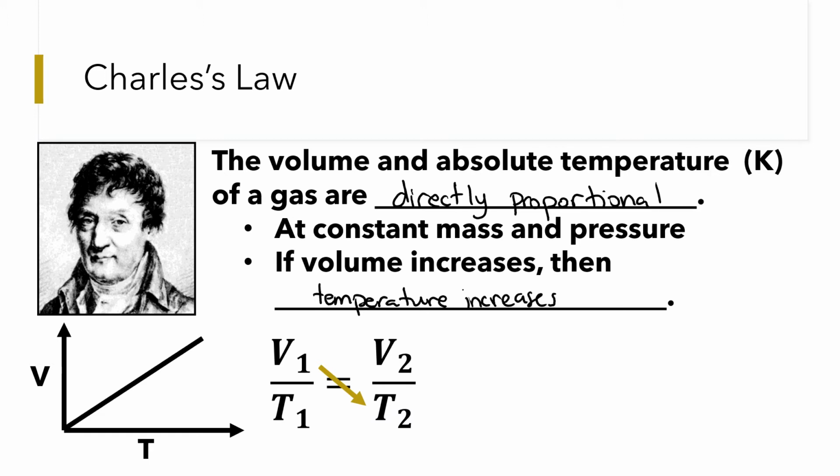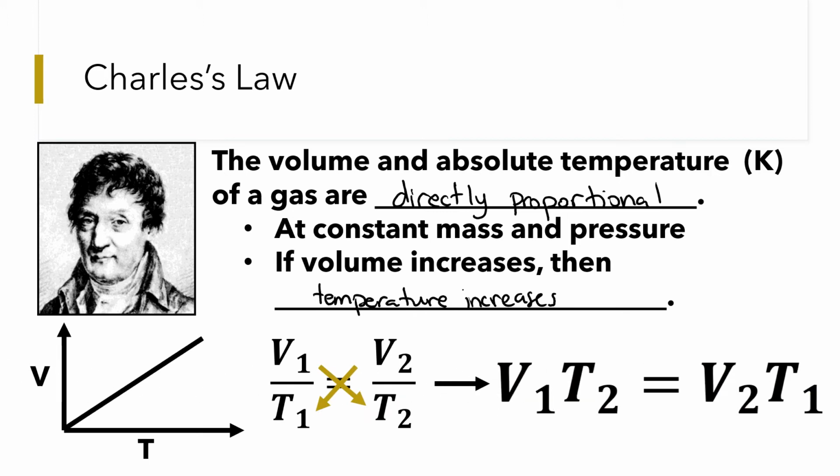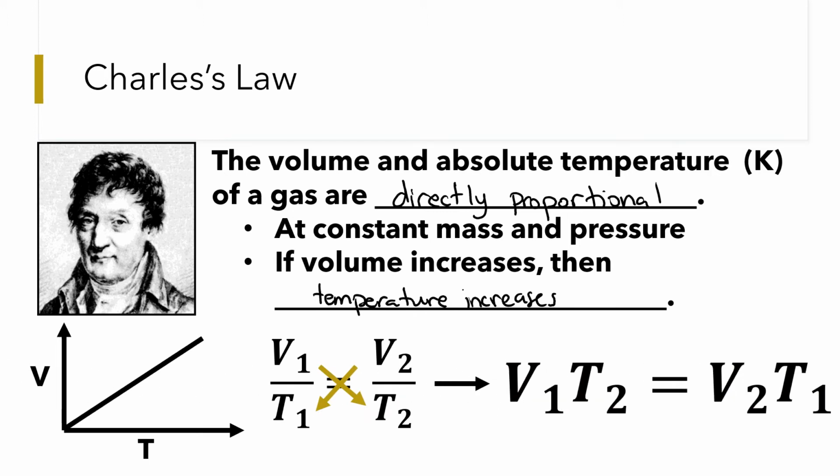And I have my equation, y'all. Charles' law is an equation as volume 1 divided by temperature 1 is equal to volume 2 divided by temperature 2. And just a quick way to get rid of the fraction, I simply cross multiply, and it is now in a neat line. V1T2 equals V2T1.